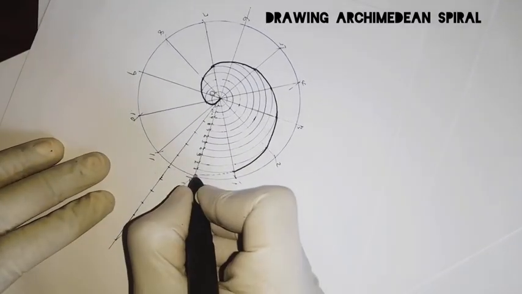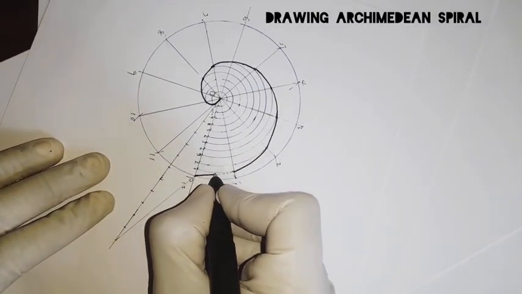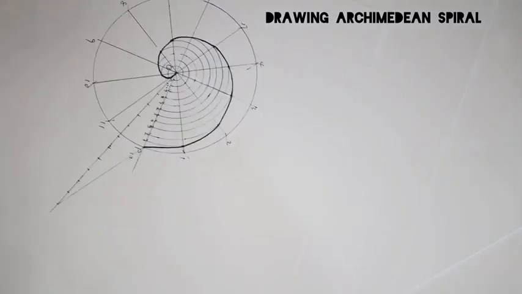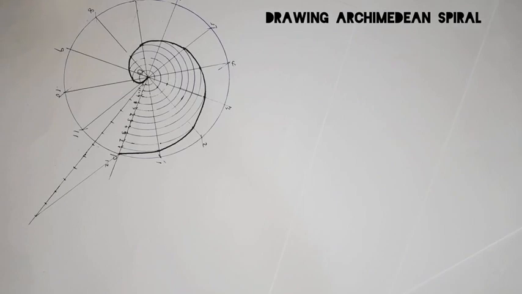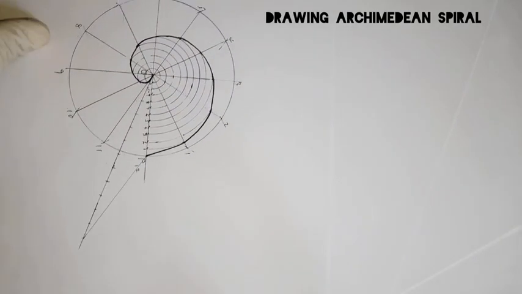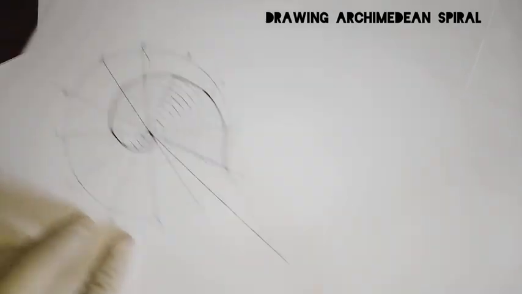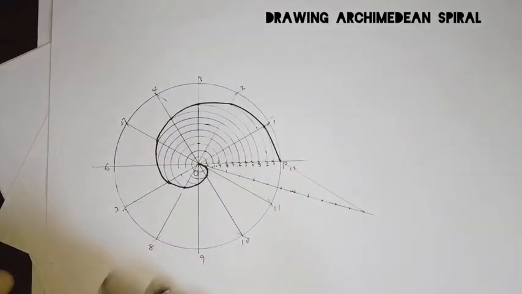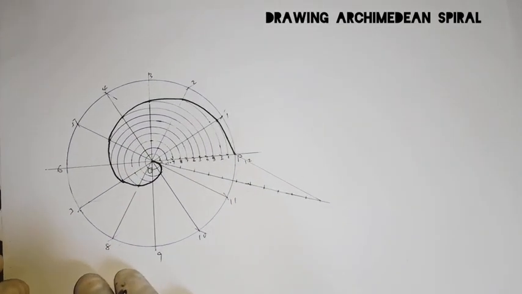And lastly, that is how we get to draw what we are referring to as an Archimedean spiral.